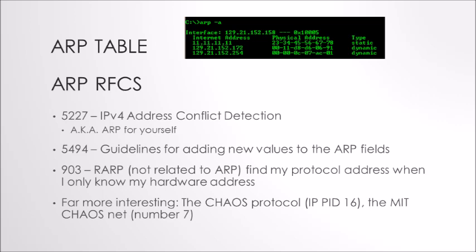Now, the most fun thing that I found in reviewing this RFC is a reference to the chaos protocol, an actual thing. Sometimes RFCs put funny stuff in there just as a joke. It turns out that in the late 70s, early 80s, MIT was actually running the chaos protocol on their chaos network. And there's actually assigned numbers for the chaos protocol. It's IP protocol ID 16. UDP is 17, by the way. And the MIT Chaos Net actually has a number associated with it. So I thought that was kind of fun.